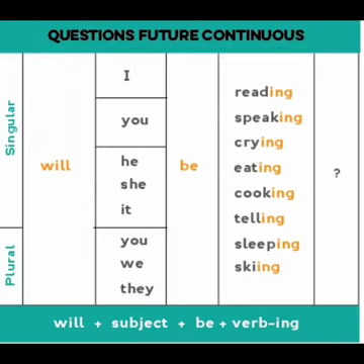For interrogative sentences, will comes first, then the subject, and then comes the verb in its first form plus ing, and the whole sentence ends with a question mark. For example, will you be coming?